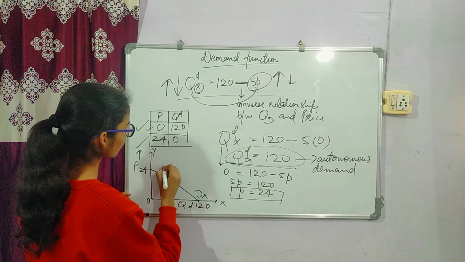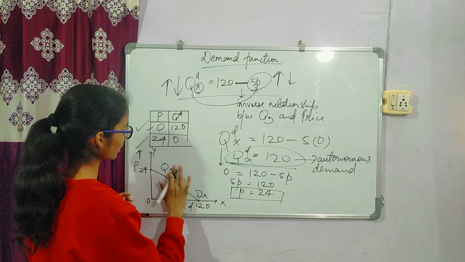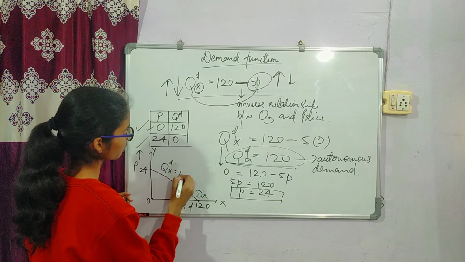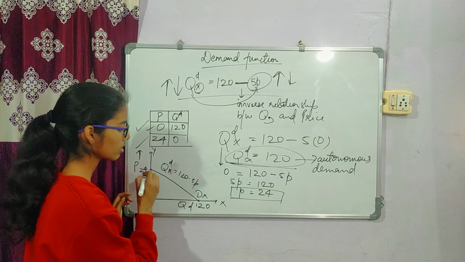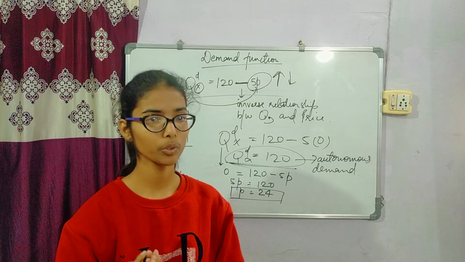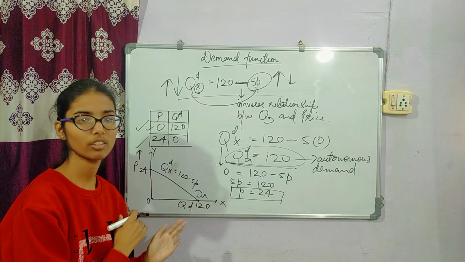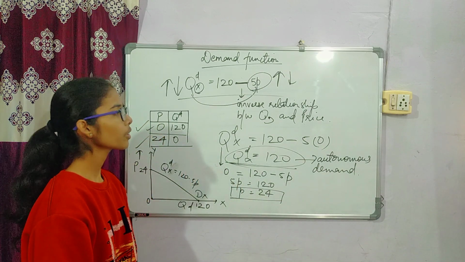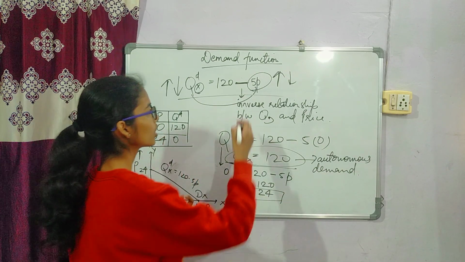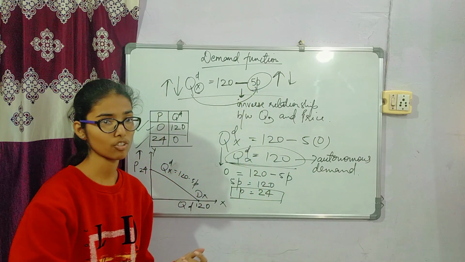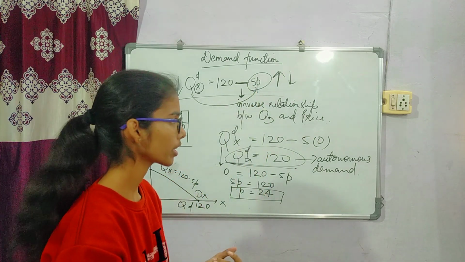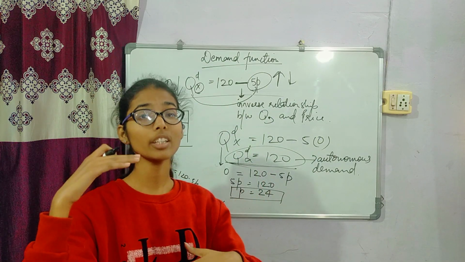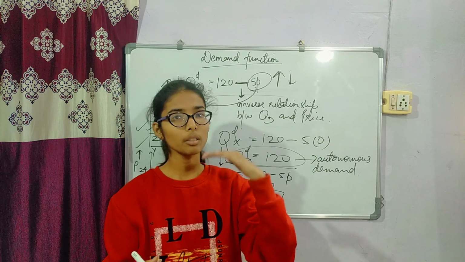So we can write here the quantity demanded of particular commodity X equals 120 minus 5p. This is how to draw the demand function graphically. There are some important points we have to remember: this sign indicates the inverse relationship between price and quantity demanded, because when we increase the price, quantity demanded decreases, and when we decrease the price, quantity demanded increases.